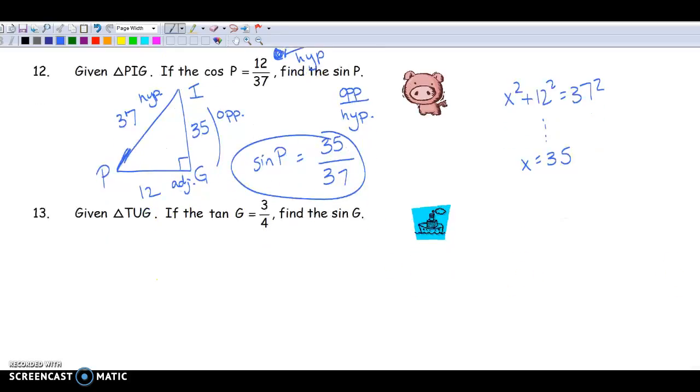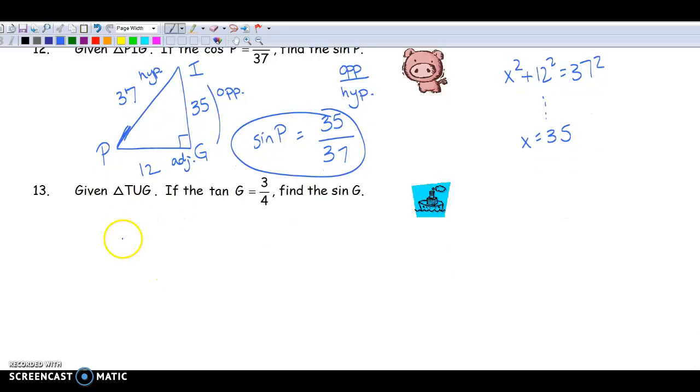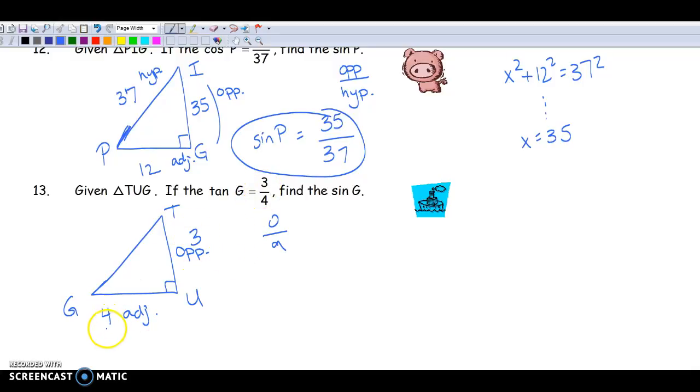And then same for the problem right below. You've got tug, so T can go down here, or no, we're talking about angle G. So angle G is going to go down here, and then T and U can go really anywhere. Angle G, we got tangent. Tangent is opposite over adjacent. Opposite is here, adjacent is here. Opposite is 3, adjacent is 4.